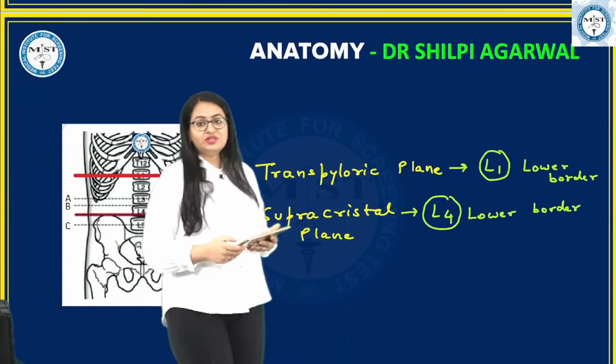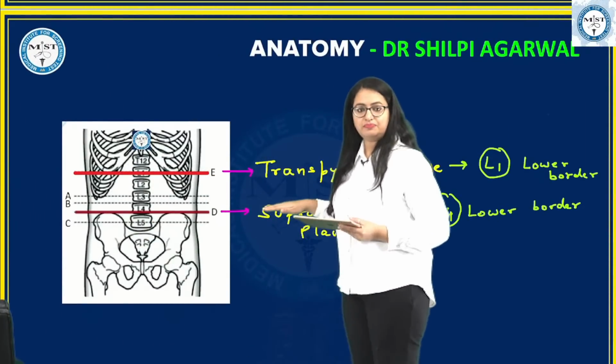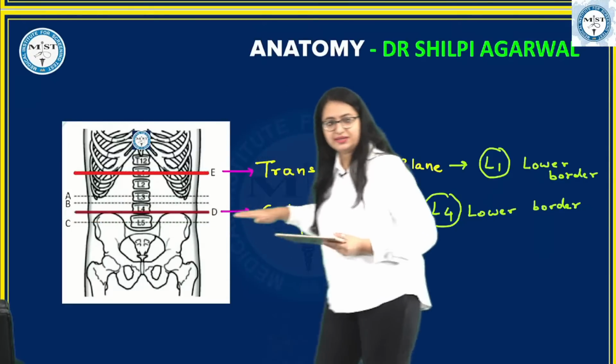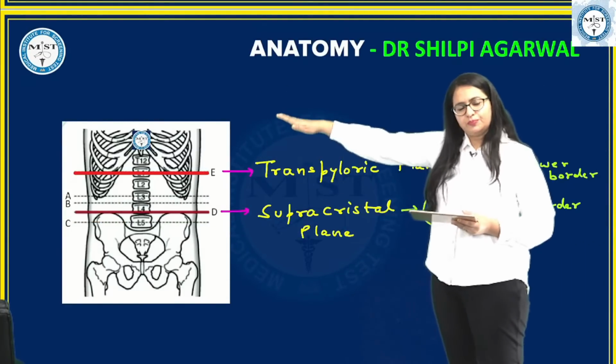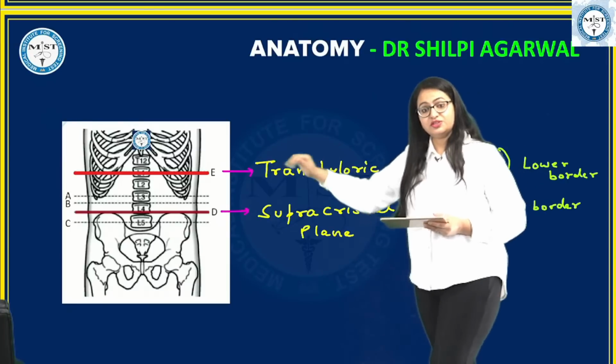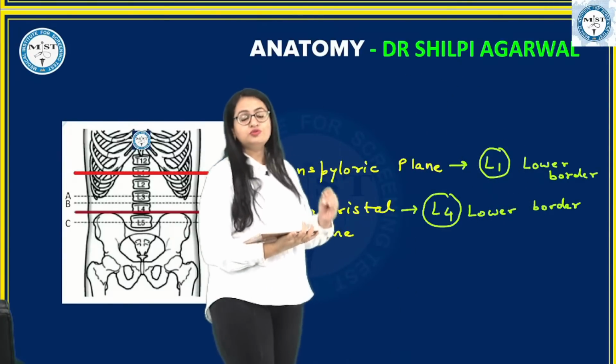And when you talk about this another image, over here, the plane passing through the highest point of the iliac crest is the supracrestal plane, and a plane which is higher up, very high, is the transpyloric. And in this also you should know the vertebral levels.